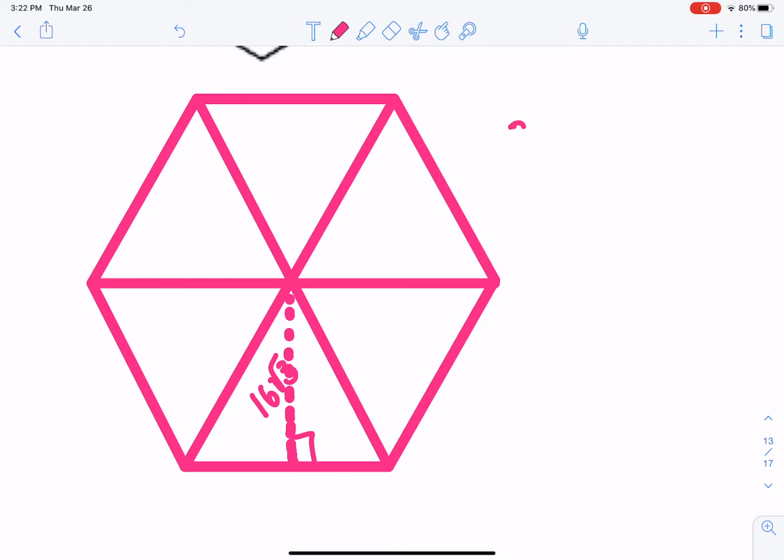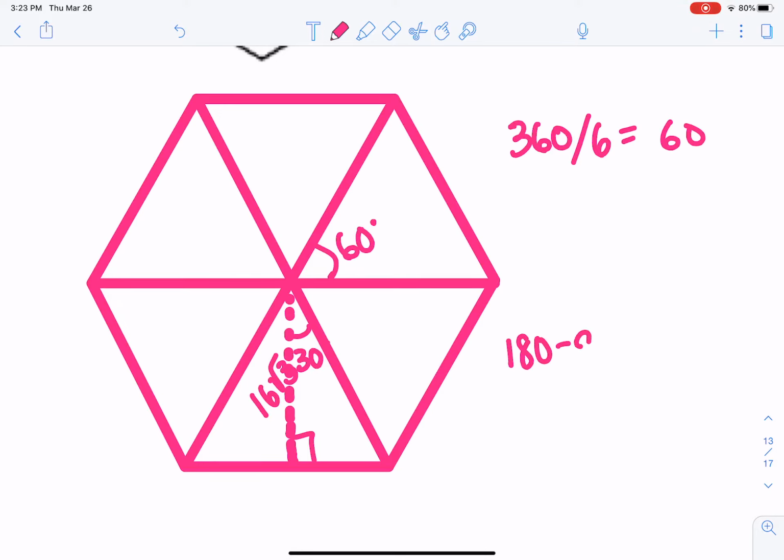So 6 sides, I'm going to do 360 divided by 6, which will give me 60 for each of these, meaning this one, 60 cut in half, has to be 30, if you remember that from yesterday. If we do 180 minus 90 minus 30, that will give us 60 degrees. And so if we're looking at this triangle, this right triangle, this right here is 60 degrees.